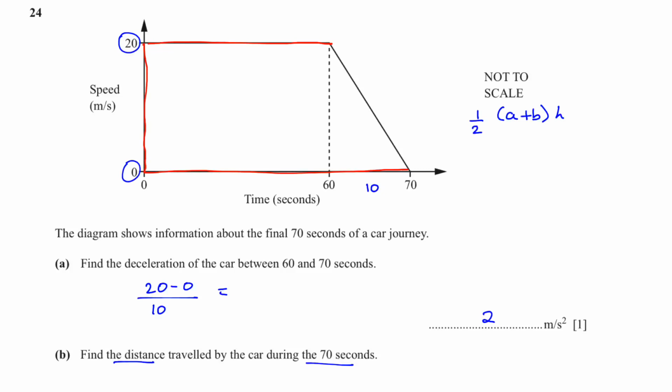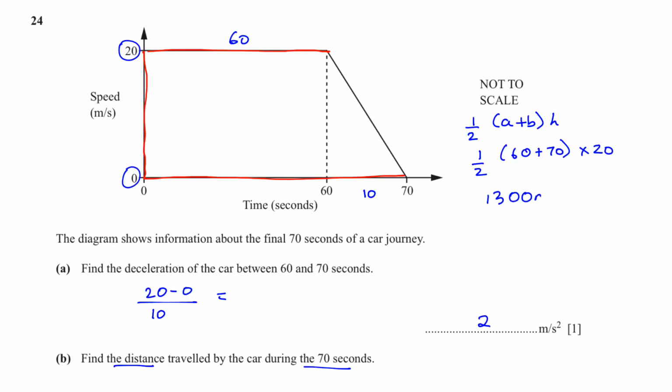So let's substitute what we have. This is 60 and the down is 70. So 60 plus 70 times 20. That is our height. And we will get 1300 meters.